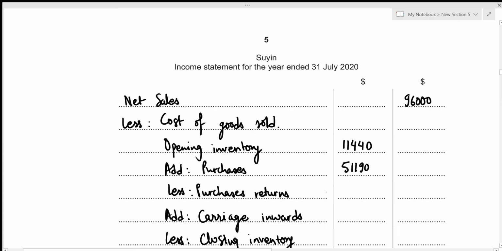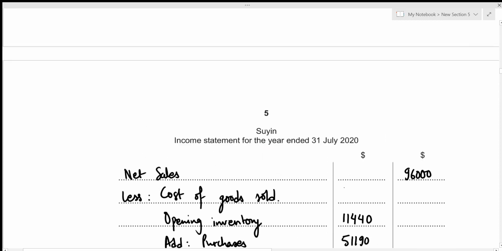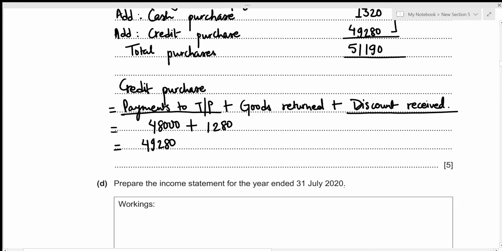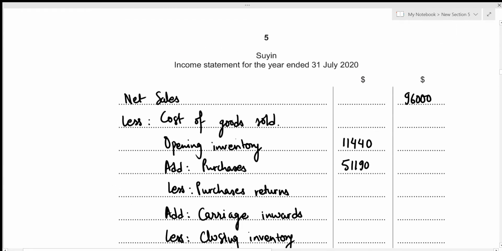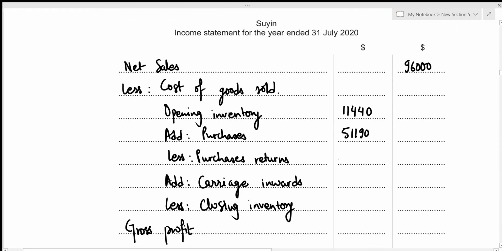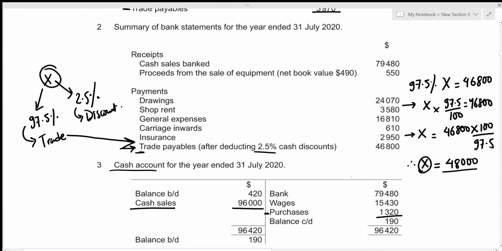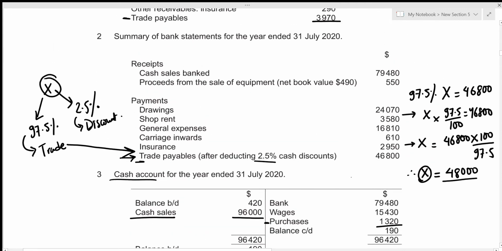Then we need to subtract purchases returns, which is also included right here. So that's goods returned, right? Which amounts to 1,280. So we need to subtract this amount. So I'm going to put it under a bracket. So that's 1,280. Then we need to include carriage inwards, which will be given in the information section. All right, we're given right here. So that's carriage inwards. It amounts to 610. So we need to include that amount as well.